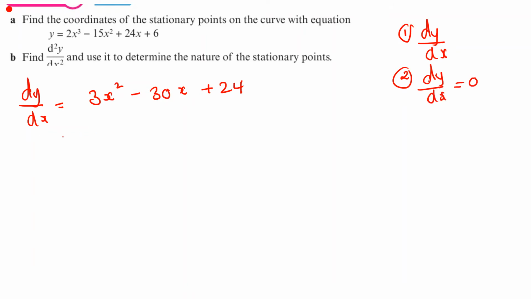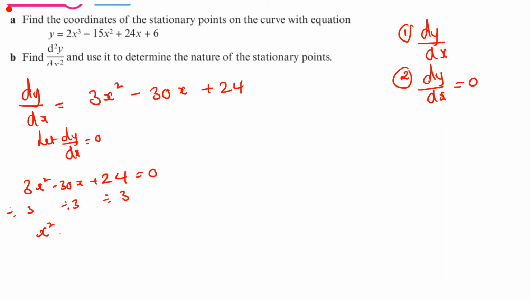So letting that equal to 0, so let dy/dx equal 0. That will leave us with 3x squared minus 30x plus 24. All the numbers are divisible by 3, so I'm going to divide everything by 3 to make it easy for me to factorize. So that will be x squared minus 10x plus 8 equals 0, and I can factorize now nice and easily.